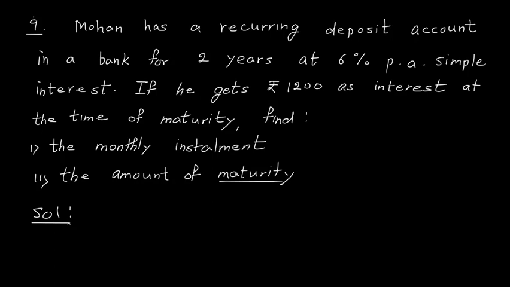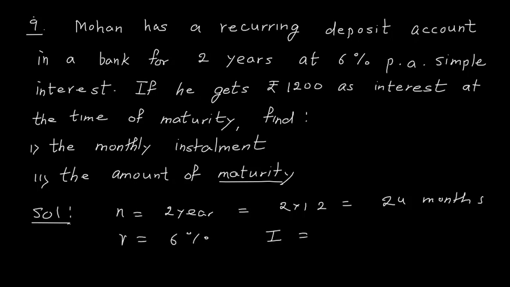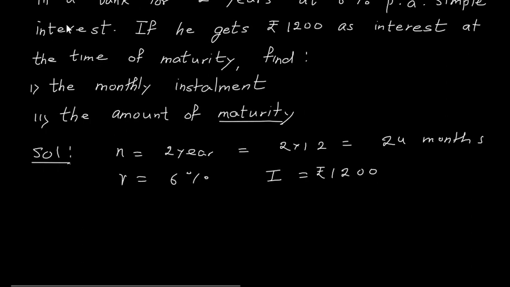So first of all, let us write what is given. Period is given 2 years. So this 2 years you convert into months, it is 2 into 12 is equal to 24 months. Then you have been given rate of interest, R is equal to 6%, and then you have been given interest which is rupees 1200. We have to find the monthly installment, that is P is unknown, and maturity value is also unknown.